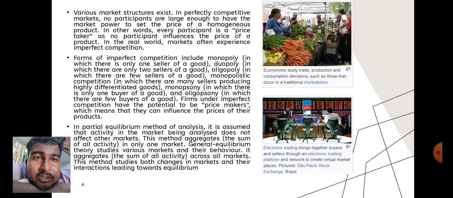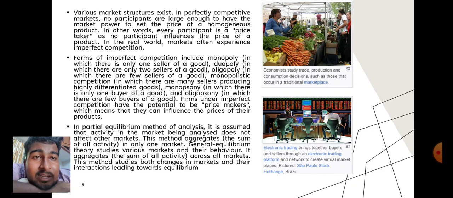Forms of imperfect competition include monopoly, in which there is only one seller of a good; duopoly, in which there are only two sellers of a good; oligopoly, in which there are few sellers of a good; monopolistic competition, in which there are many sellers producing highly differentiated goods; monopsony, in which there is only one buyer of a good; and oligopsony, in which there are few buyers of a good.